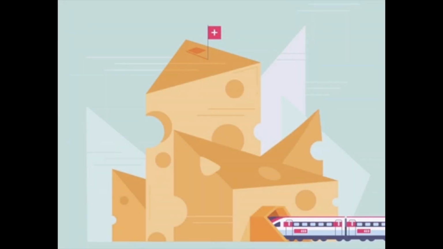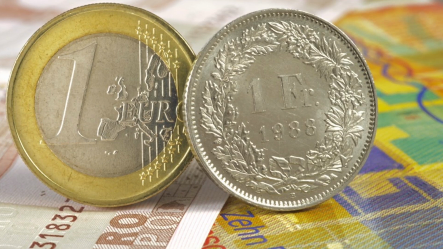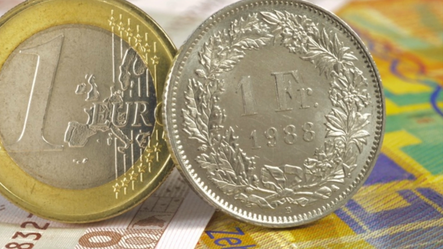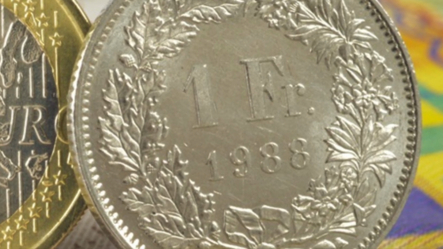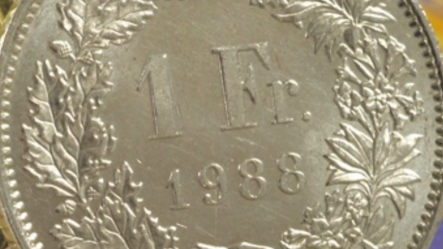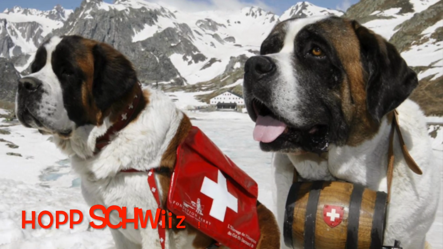This week, we thought we'd try something a little different and look at the Swissy, or the US dollar against the Swiss franc. Interestingly enough, if you pay for something in Switzerland with euros, you get Swiss francs back in return to keep you coming back for more cheese, chocolate, skiing, and St. Bernard rescues. Can I get a hop Schweiz? We're going to jump right in.